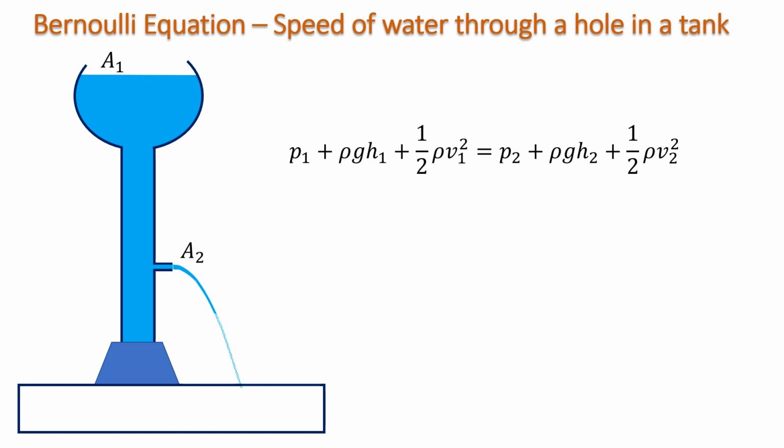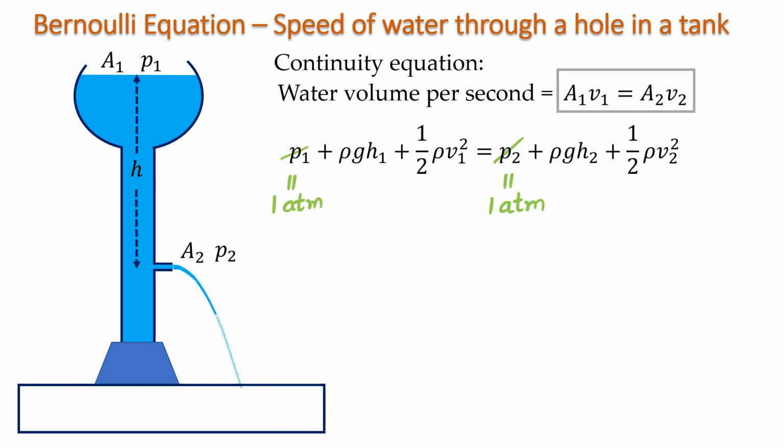The pressure at the surface and at the hole is 1 atmosphere, so we can cancel it from both sides. We now introduce another equation known as the continuity equation. It is built on the fact that the volume of an incompressible liquid remains constant. After all, the basic property of a liquid is that it can change shape, but the volume remains constant.